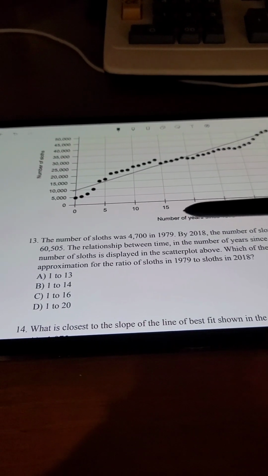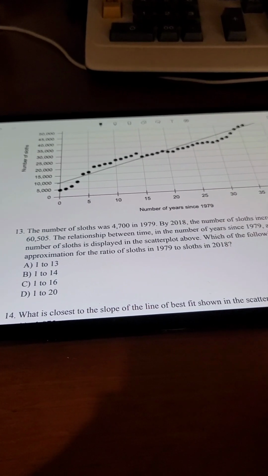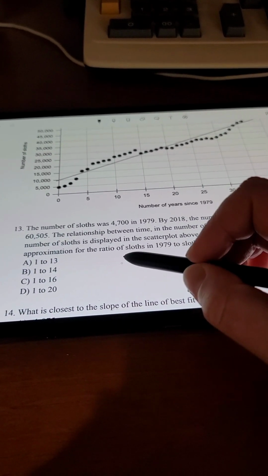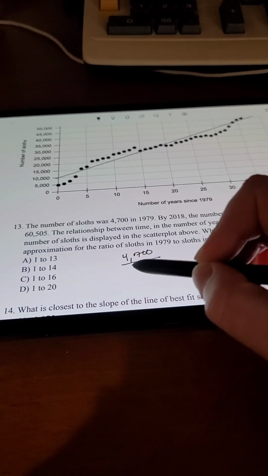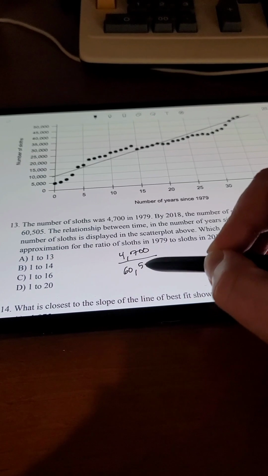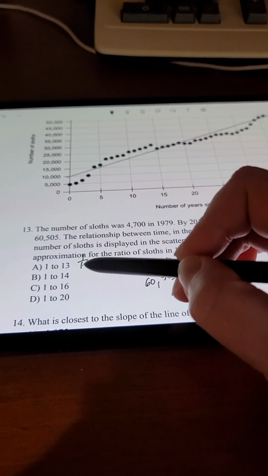Now that I think about it, I was thinking in terms of the paper SAT, you have a calculator, so who cares about rounding? What I would do actually is just treat this like a fraction, because remember I said ratios, just treat them like fractions for this exam. See what 4,700 over 60,505 equals, and then turn each of these into fractions to see what's closest.